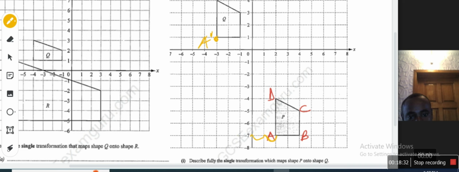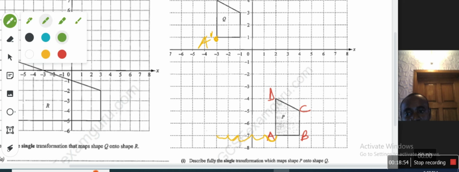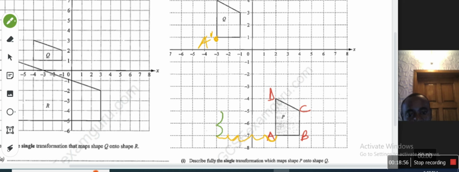1, 2, 3, 4, 5. I think it's 5 to the left. Am I right? I want to check again. 1, 2, 3, 4, 5 to the left. And then we know how it was moved up. Let's check how it was moved up. 1, 2, 3, 4, 5, 6, 7, 8. Beautiful.